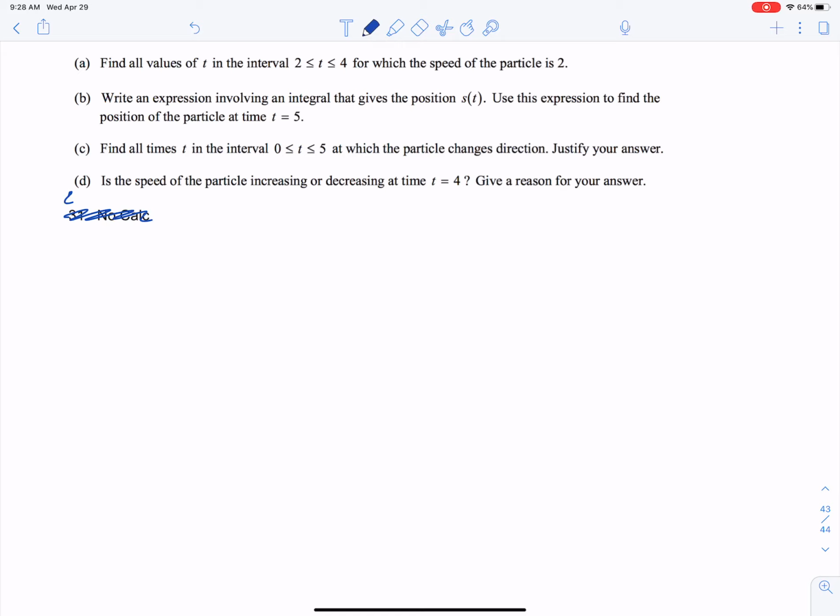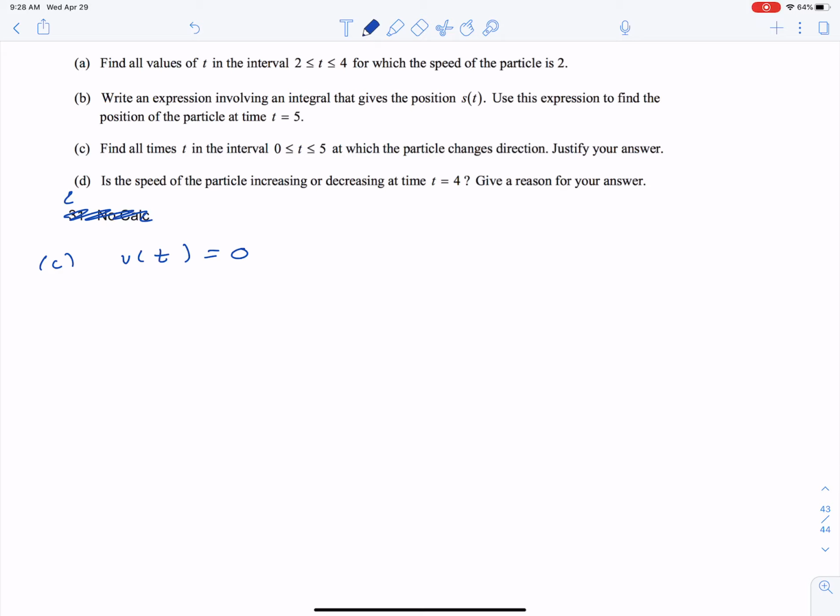Find all the times t on the interval from 0 to 5 at which the particle changes direction. So a particle changes direction when the velocity, right, changes from positive to negative or negative to positive. So what am I going to do? I'm going to find all the critical values. So for letter C, the very first thing I'm going to do is take the velocity function, which is given, and set it equal to 0. And I got two values, okay?